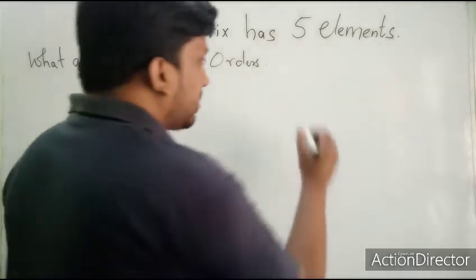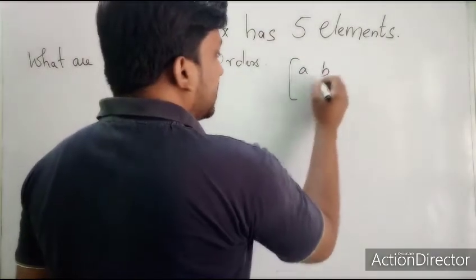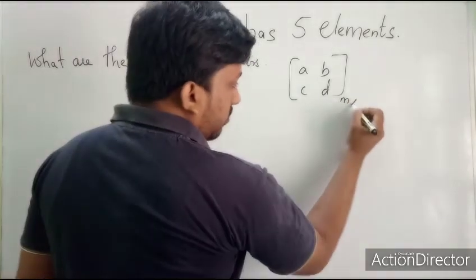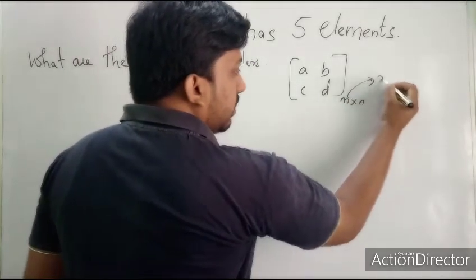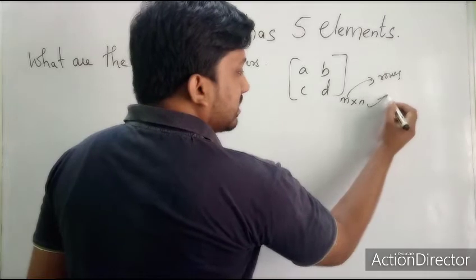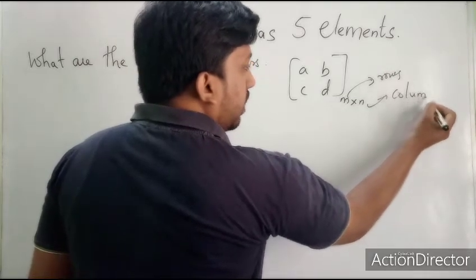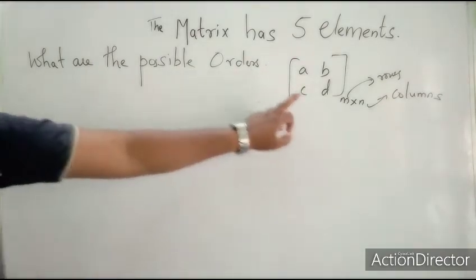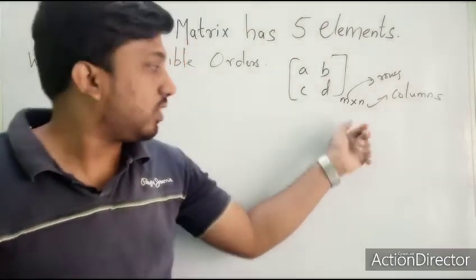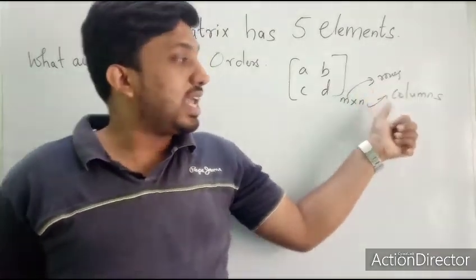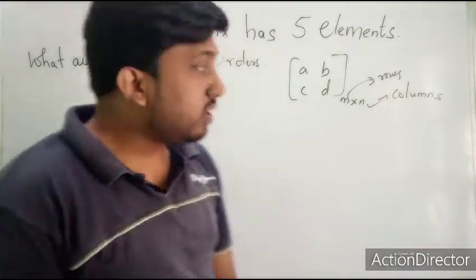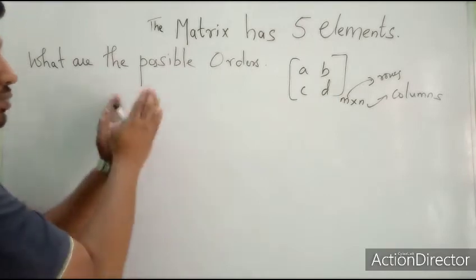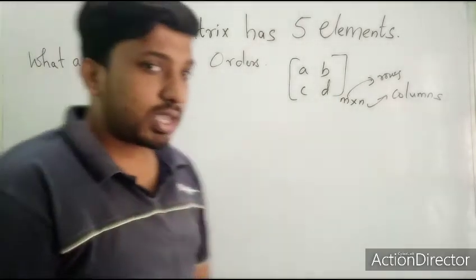You know, any matrix, let me take some A, B, C, D. Any matrix will be of order m cross n, where m is nothing but the number of rows and n is nothing but the number of columns, isn't it? So any matrix you take, m cross n is the order, where m is the number of rows and n is the number of columns. Here we have 5 elements in the matrix. Then what are the possible orders we can have?